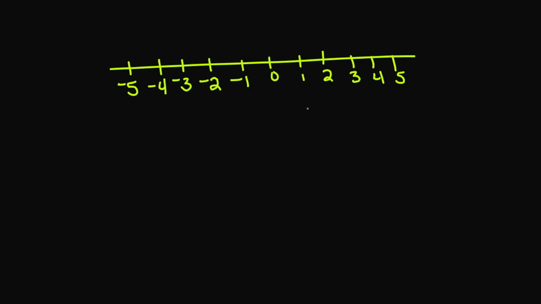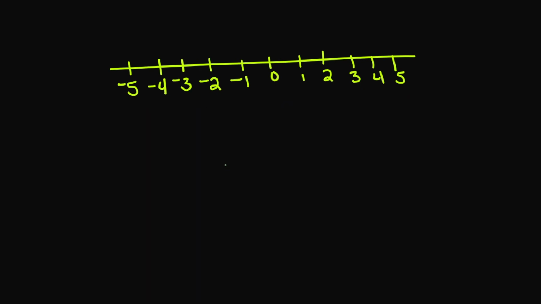Hey guys, welcome back. So today we'll be comparing negative integers. And as a reminder, remember that integers are going to be your positive numbers, the number 0, and your negative numbers. These are going to be your integers. And integers can be placed on a number line just like we have here.